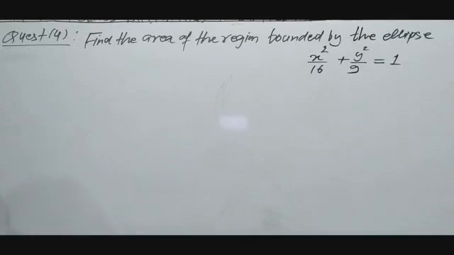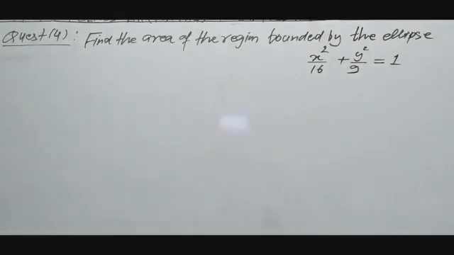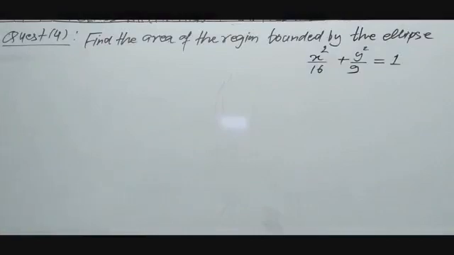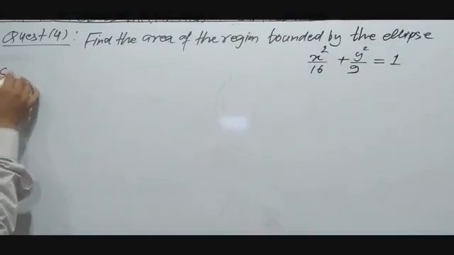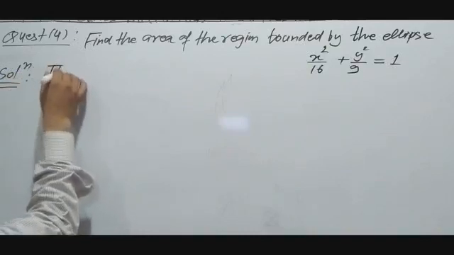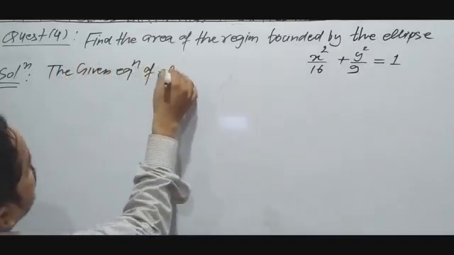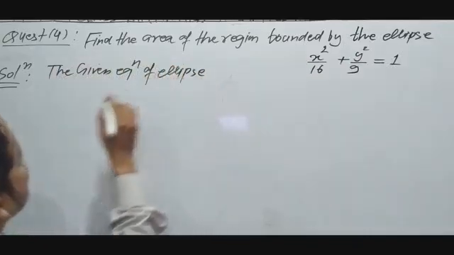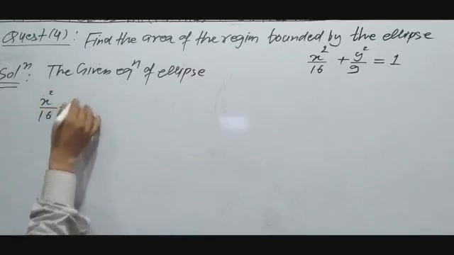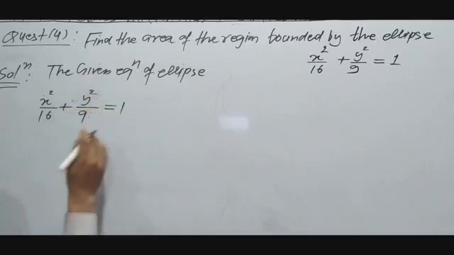So first of all I have to draw the figure or graph of the equation of ellipse x square by 16 plus y square by 9 is equal to 1. So see its terminology. Solution. The given equation of ellipse, that is x square by 16 plus y square by 9 is equal to 1.